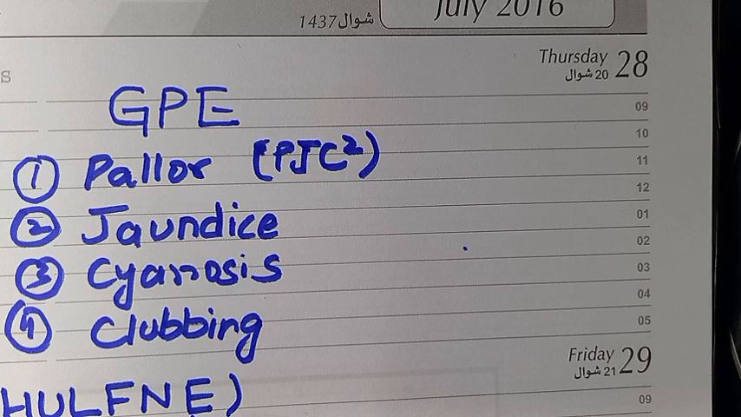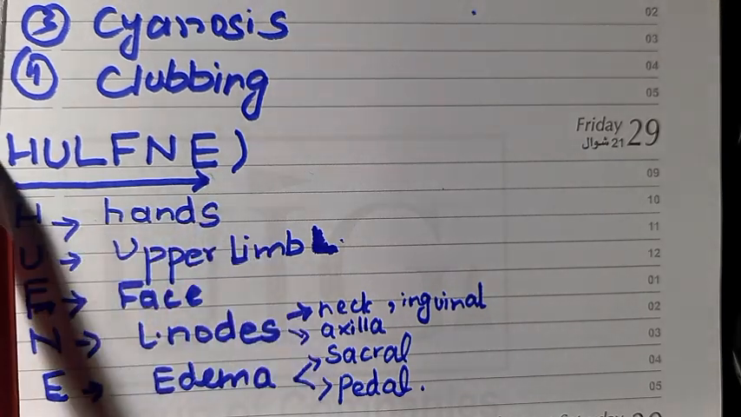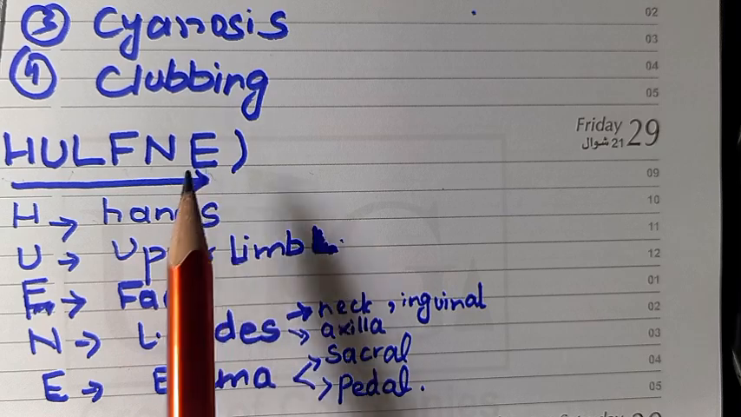Clubbing is present in conditions such as bronchiectasis, infective endocarditis, etc. In this condition, spooning of nail is present. The sequence of the examination is as follows. We start from hands. For this purpose, we use the mnemonic "from left to right": Hi, you late for no excuse.